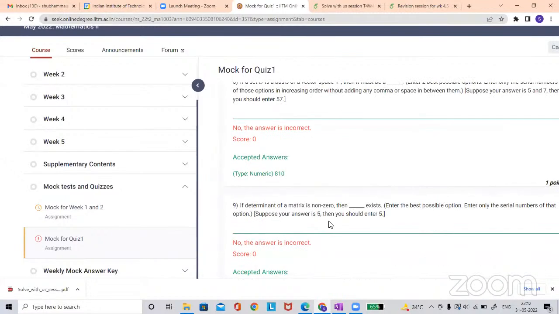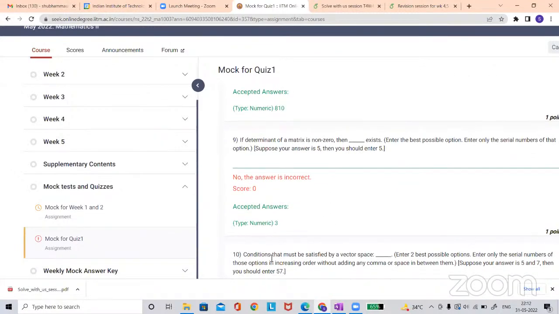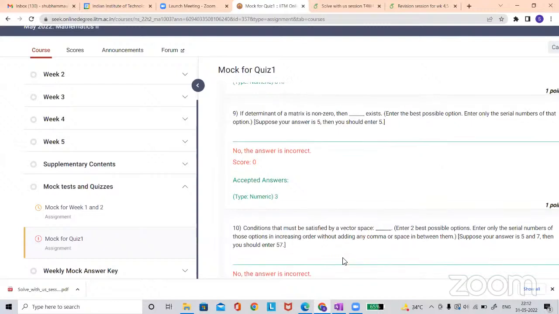For which question is that? Sir, the vector space. Yeah, sir, the 10th one. I think the conditions must be satisfied for a vector space. So you have to check the best two answers.